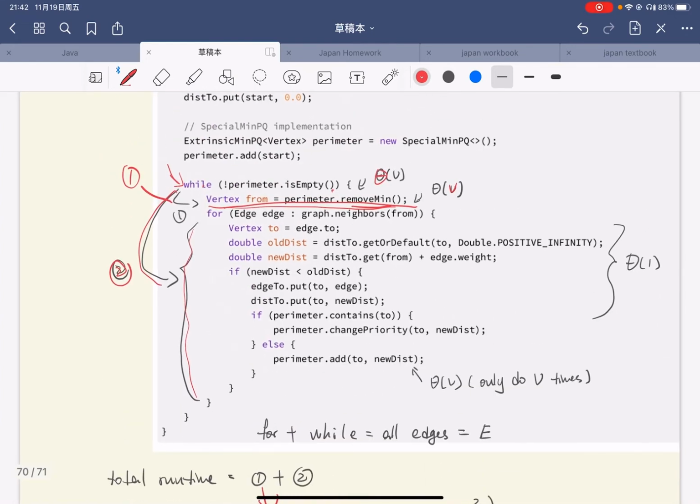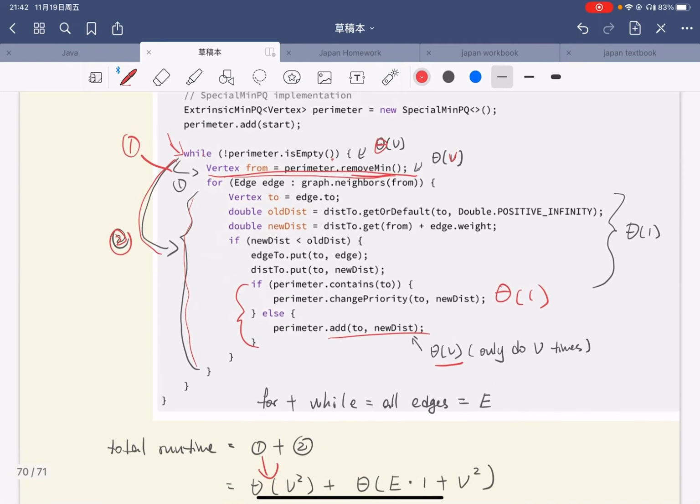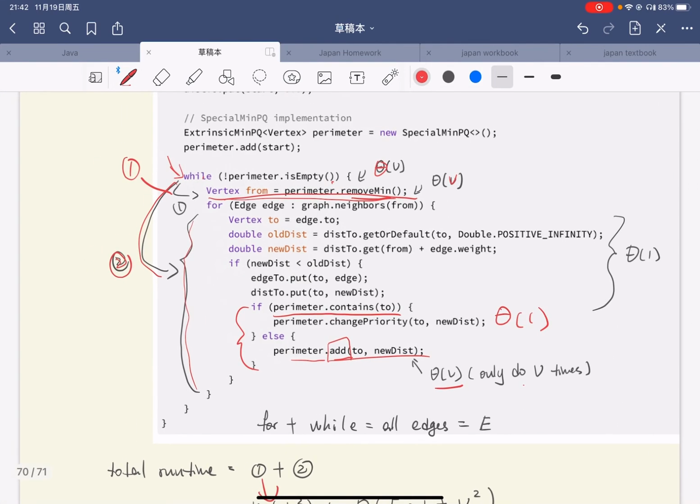And then for case 2, we notice that there's an if-else statement. Here we have big theta of V, and here we just have big theta of 1. But we notice that it checks the parameter with a contains method. So for this one, we only add new nodes to the parameter V times, because we only have V vertices, we don't add for every edge. Therefore, this statement will only run V times. This one will result in V squared.